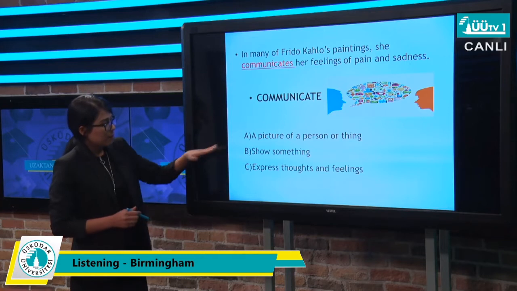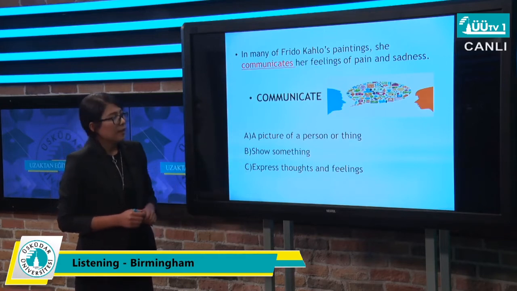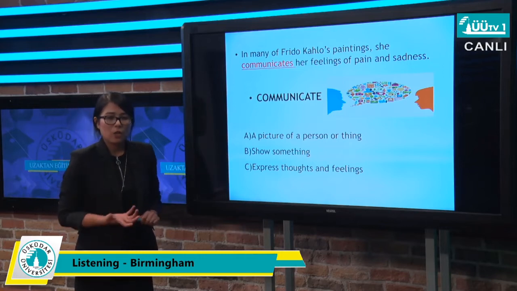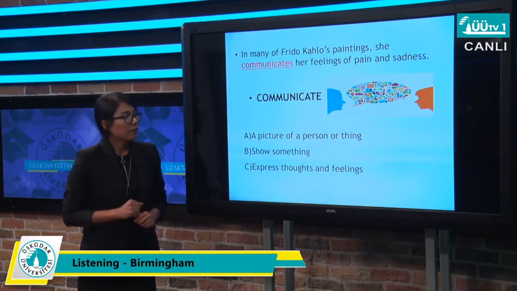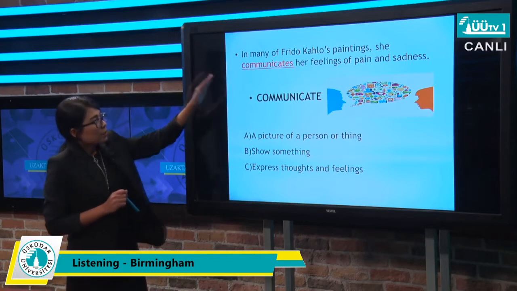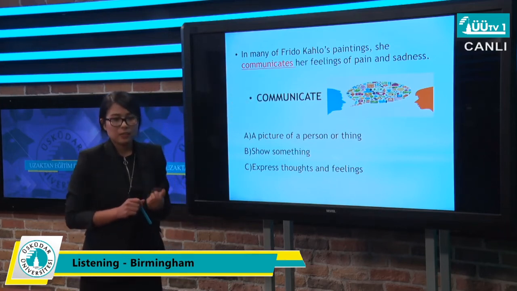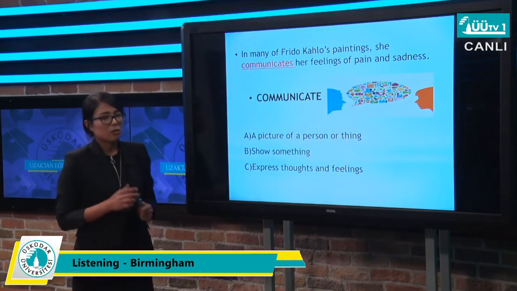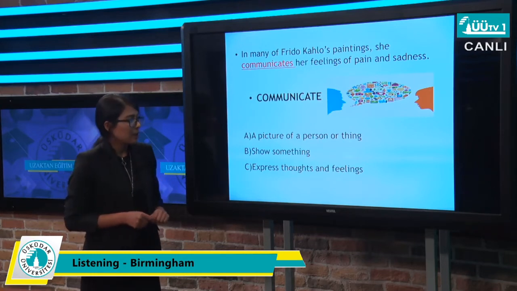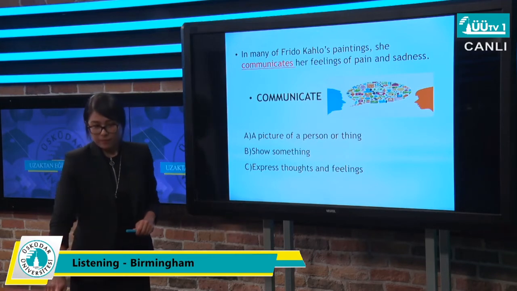So let's look at B and C. They start with verbs, show and express. Yes, these two options can be our answer, but how do we know which one is correct? We have to go back again to our sentence. She communicates her feelings of pain and sadness. As you see, our sentence talks about the feelings. We have the word feelings. So we can easily say that C is our answer.